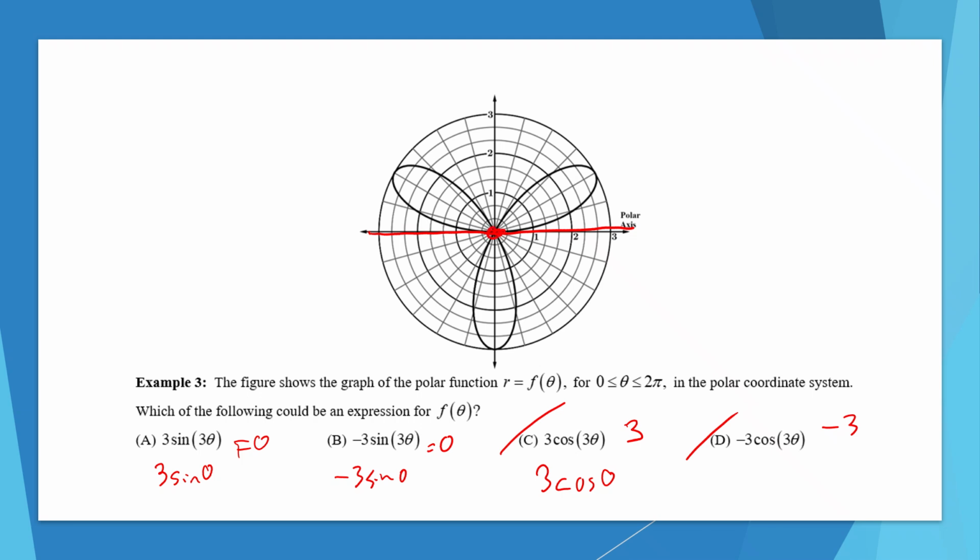We can eliminate C and D because if we take a look at 0, the only point on it is at 0. There's no 3 here, and there's no negative 3 here, so we can eliminate C and D as potential options for us and narrow it down to A and B.